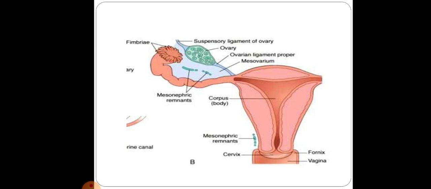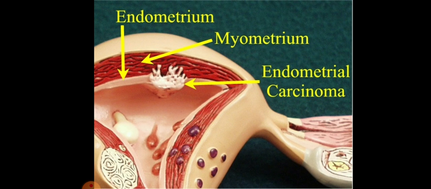Beside that there is the ovary. You can see the suspensory ligament of the ovary, ovarian ligament, mesovarium. So these all ligaments hold the ovary in that place, right? So this is the cut section of the uterus, which has three layers, known as the endometrium, myometrium, and the serosal layer. And endometrial carcinoma most commonly occurs in the endometrial layer.